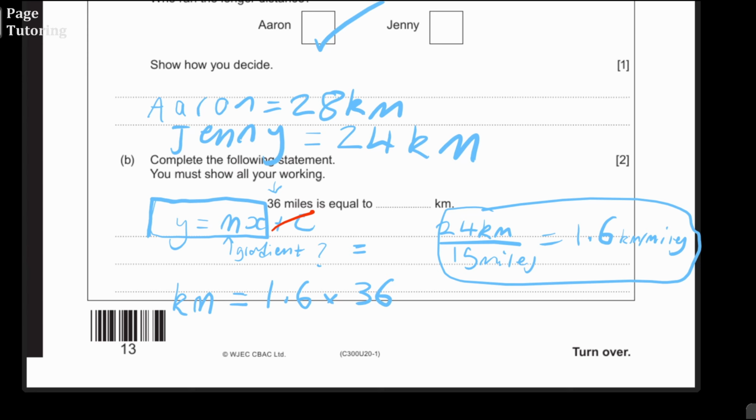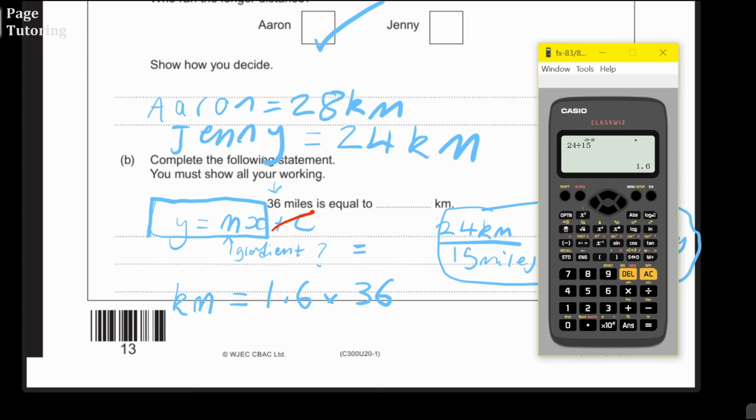So once again, we're just going to plug this straight into our calculator. Get rid of that, so 1.6 times 36. That gives us 57.6.